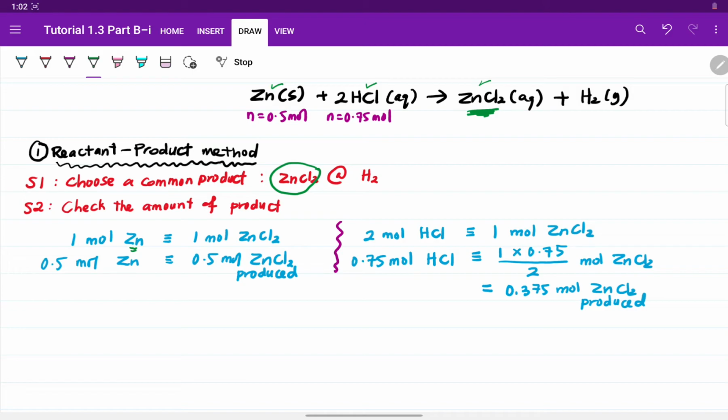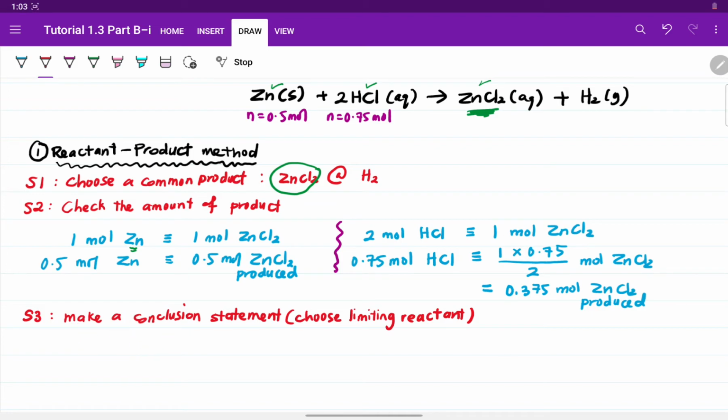Okay, kita proceed dengan step 3. So, step 3, make a conclusion statement. Choose the limiting reactant. Okay, jadi, ingat reactant kita tadi apa? Reactant kita zinc dan juga HCl. Zinc chloride adalah produk. Okay, ingat lagi, limiting reactant tadi apa? Limiting reactant, the one that will be completely consumed. Okay, jadi kalau dia dah habis dulu, mass of product ataupun number of mole of product akan berdasarkan number of mole of limiting reactant.